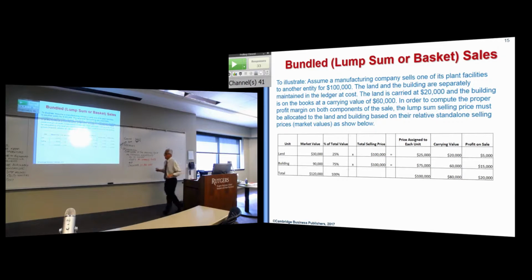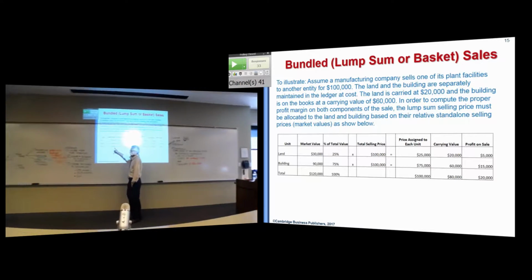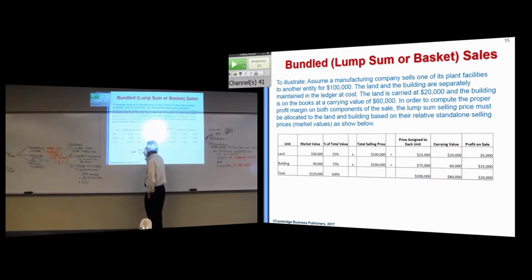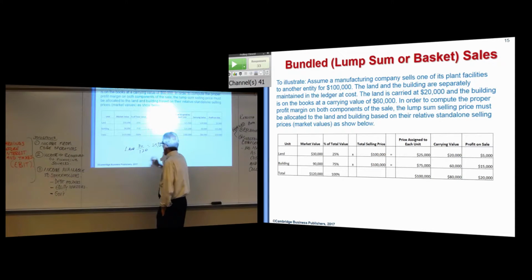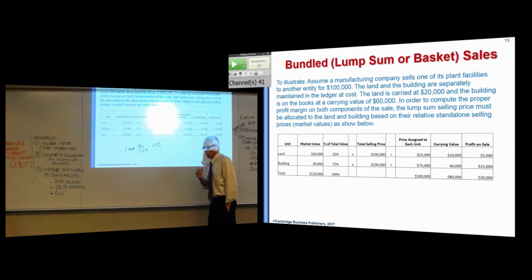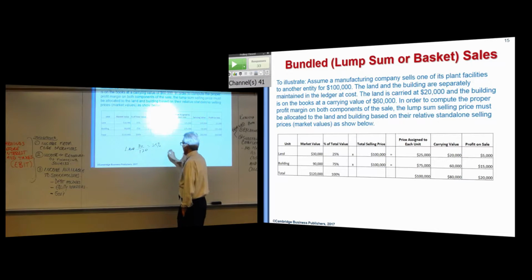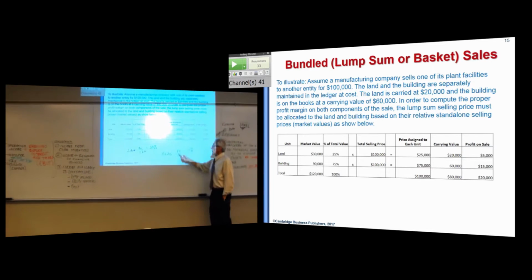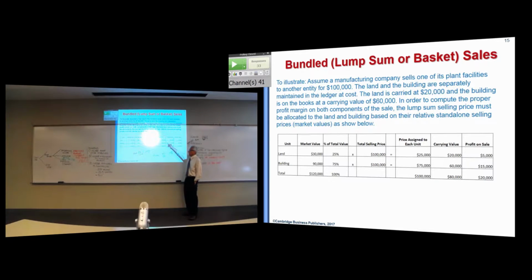So what we would do here is say, all right, out of the total $120,000, the land represents 25% of the total standalone selling price, and the building is going to be 75%. So we allocate the $100,000, 25 to the land, 75 to the building, $100,000 in total.